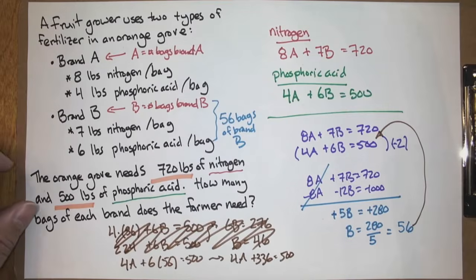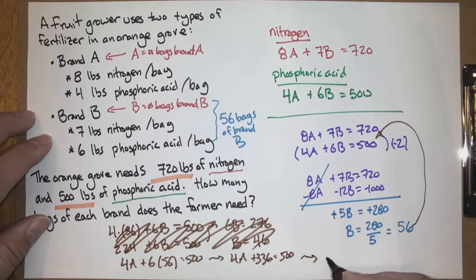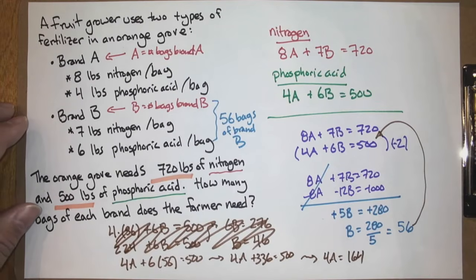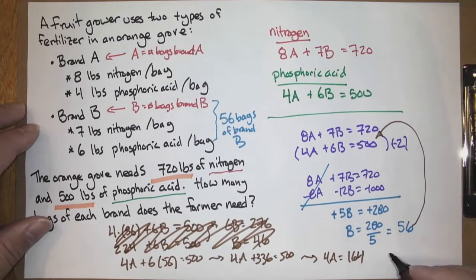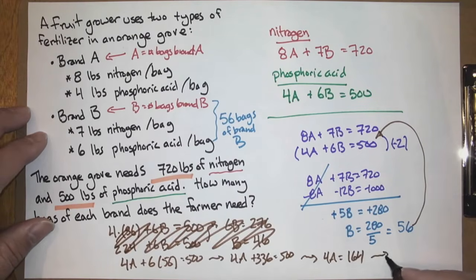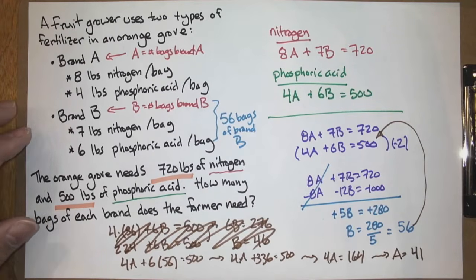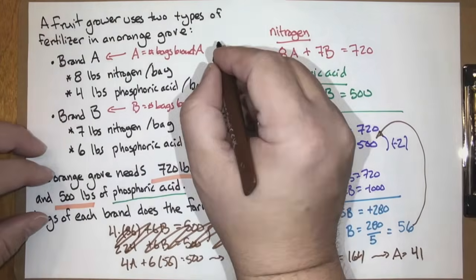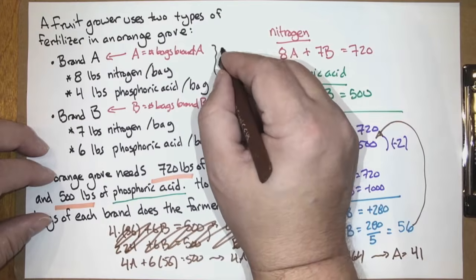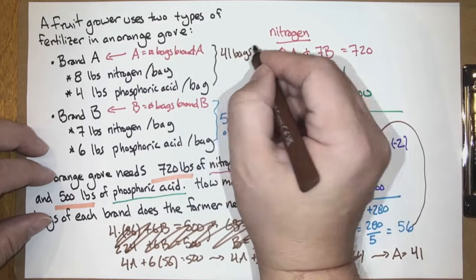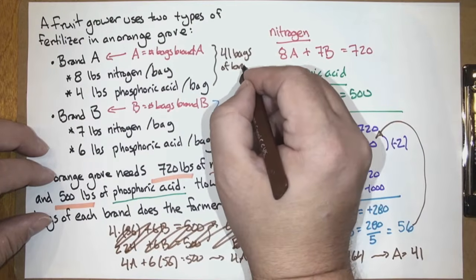Okay, 500 subtract 336 is 164, I believe. Everyone's saying, yeah, sure, okay. And 164 divided by 4 is 41. All right, there we go, 41. All right, so we should get 41 bags of brand A.